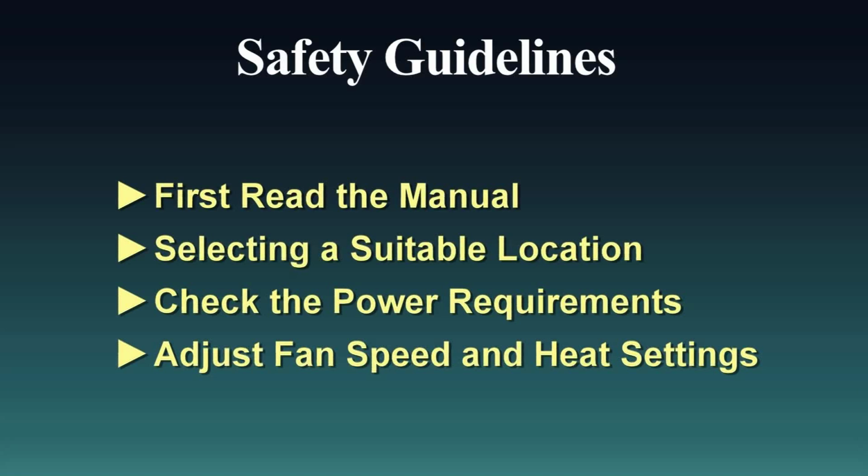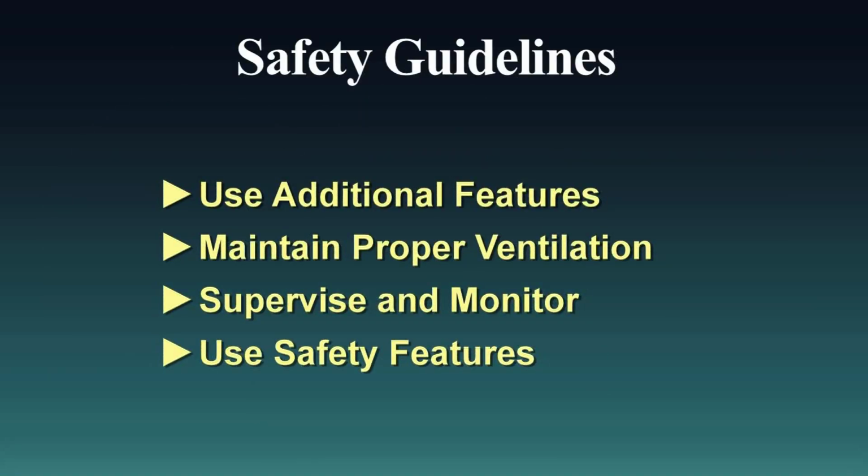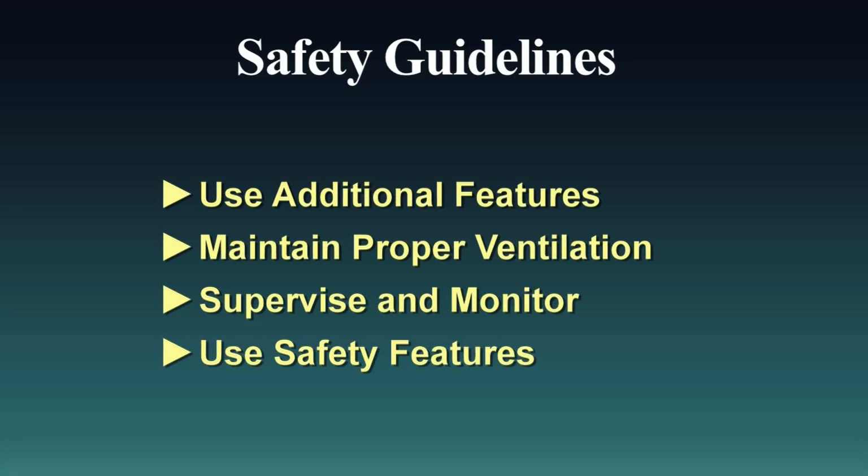Adjust the fan speed and heat settings. Many electric room heaters provide multiple heat settings such as low, medium, and high. Choose the appropriate heat settings based on your comfort and requirements. Some models also have a feature of fan speed control to adjust the airflow. Use additional features. Depending on the model, the electric room heater may have additional features such as timers, oscillation, or remote control functionality.